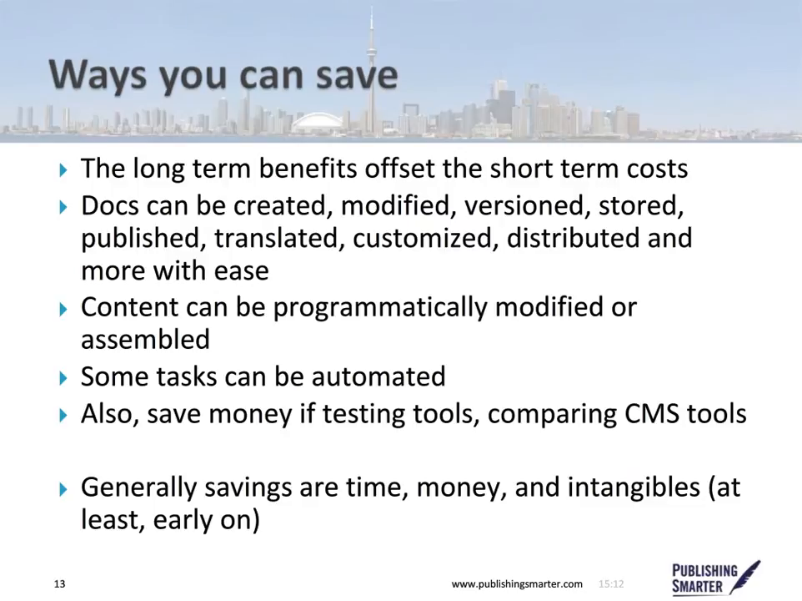So, how do you save money? Well, in the long term, there's a lot of benefits that are going to offset that short-term cost. Your documentation ends up being able to be created, modified, versioned, stored, published, translated, customized, distributed, and a lot more with a lot greater ease. A lot of the manual processes start to go away. Content is programmatically modified or assembled. So tasks that in the past were manually done become automated. And you do save money if you're testing tools or you're comparing CMS tools. By and large, the savings are going to be time, money, and then the intangibles like your own sanity, at least early on. Those are the bigger savings.